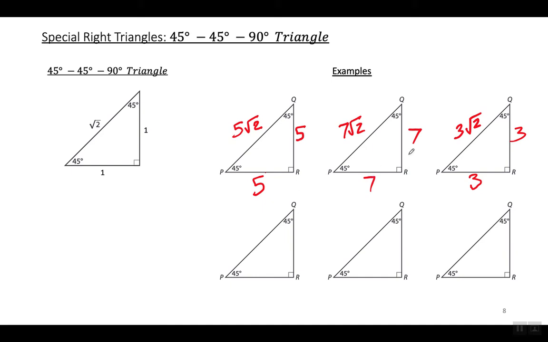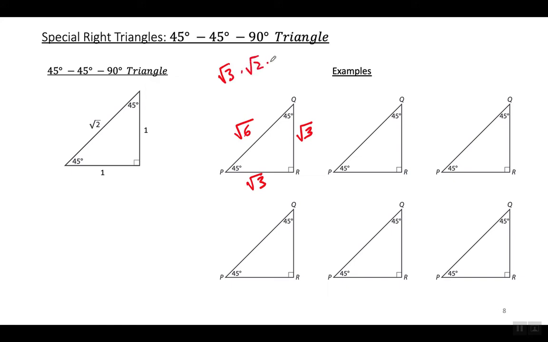Let's say you got, now let me add some radicals to this, all right? Let's say you got square root of 3. First of all, this leg, what's it going to be? This leg is the same thing, square root of 3. And I said to get the hypotenuse, you multiply whatever's here times square root of 2. So this will be square root of 6. Why? Because square root of 3 times square root of 2 equals square root of 6.